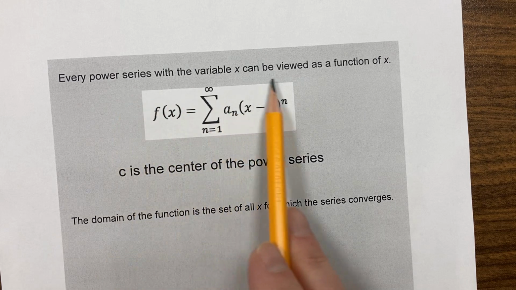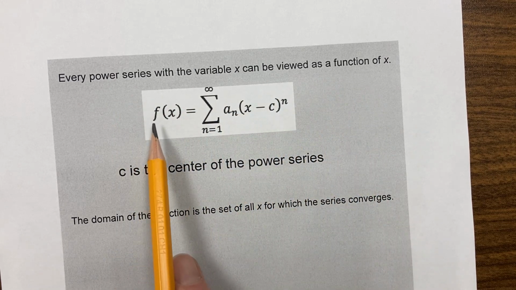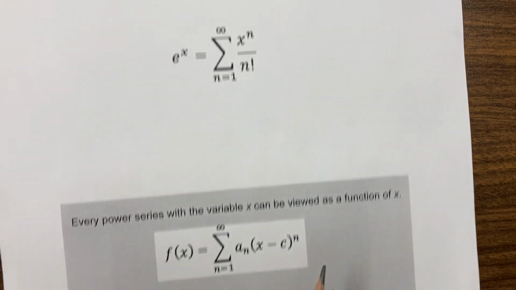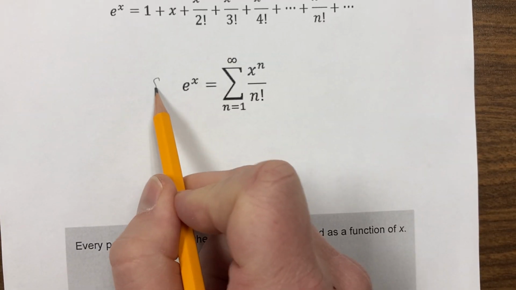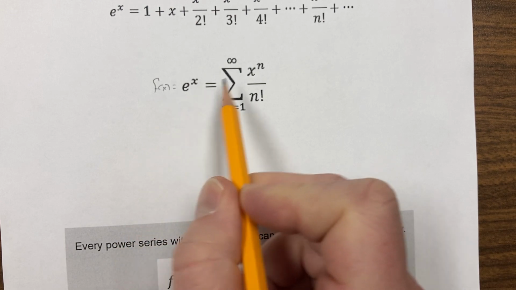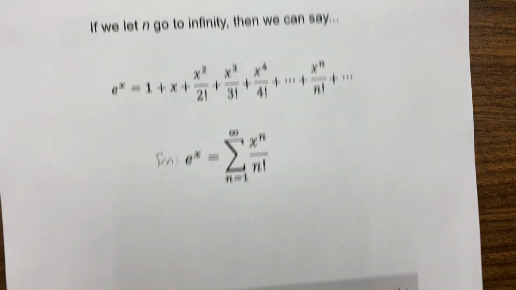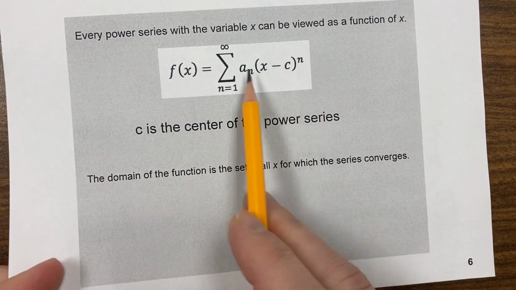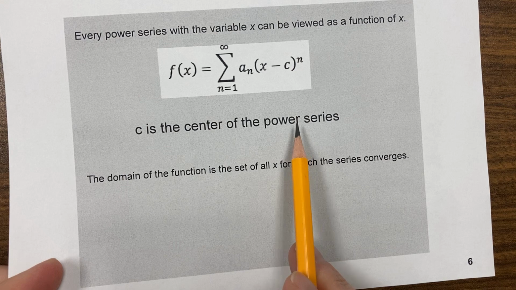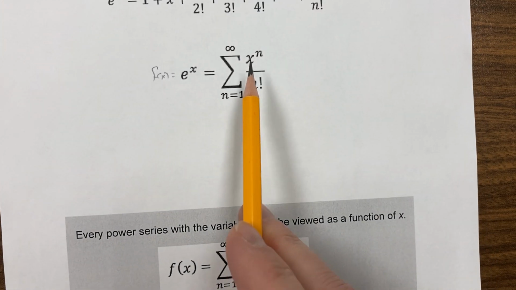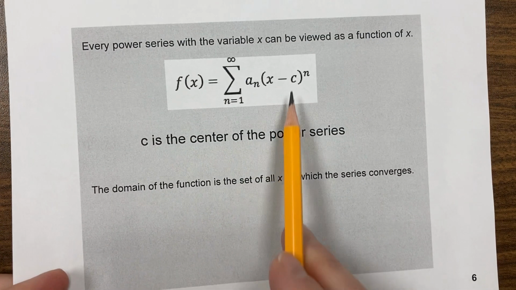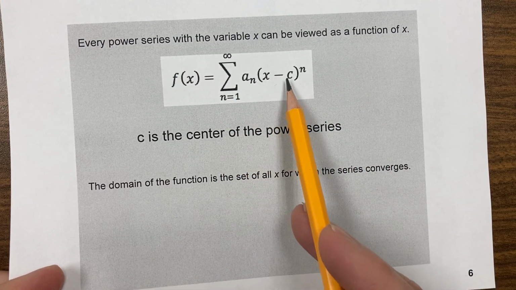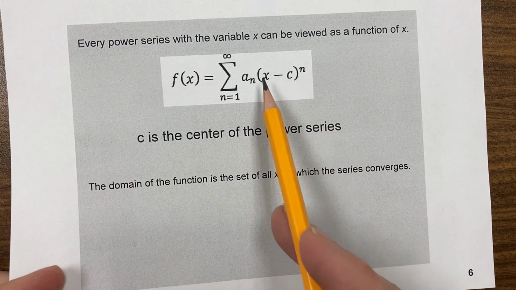So every power series can be viewed as a function of x. So we have f of x equals this power series here. For the one that we just talked about, our f of x was e to the x. So that's the function we were dealing with, and it gave us this power series here. So when we have a function, it can work this way. C would be the center of that power series. For our power series up here, our center was 0. But we don't have to do 0 for other things. We might want to use something else as our center, but this would indicate what our center is at.